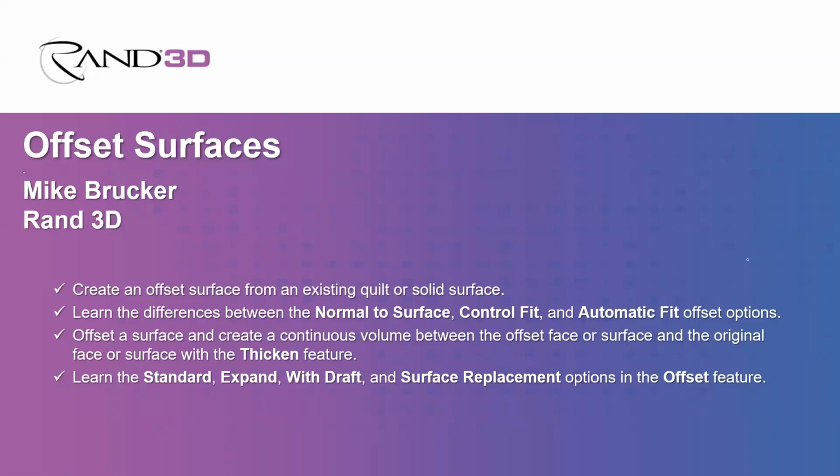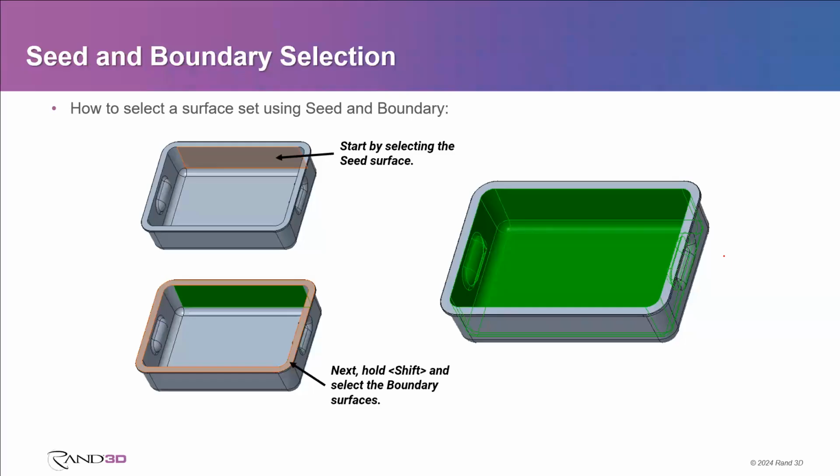Now, generally speaking, the offset is going to take a surface. That could be part of a quilt, or part of your solid geometry. It's going to take a surface or a solid face and make a new surface, offsetting away from the existing one. Besides doing that standard offset, we're going to see there are lots of other options inside of that particular feature.